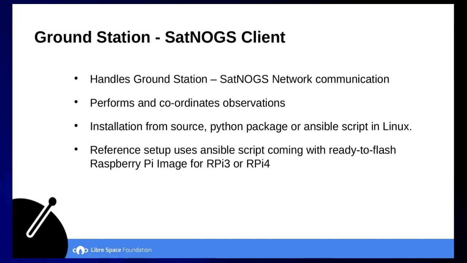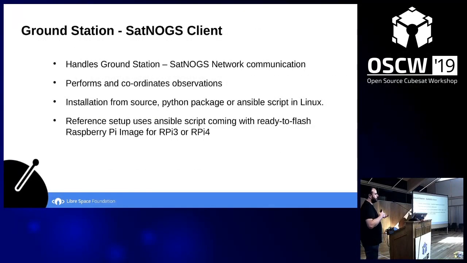So we start from SatNOGS client. It's the software that controls the ground station. It handles the communication between the ground station and the network, and also performs and coordinates the observations that are scheduled to its ground station. Anyone can install it from the source or a Python package, or you can use an Ansible script in a Linux environment. Our reference setup uses the Ansible script, which comes with a Raspberry Pi image. Last year it was only for Raspberry Pi 3, but now it's ready also for Raspberry Pi 4.